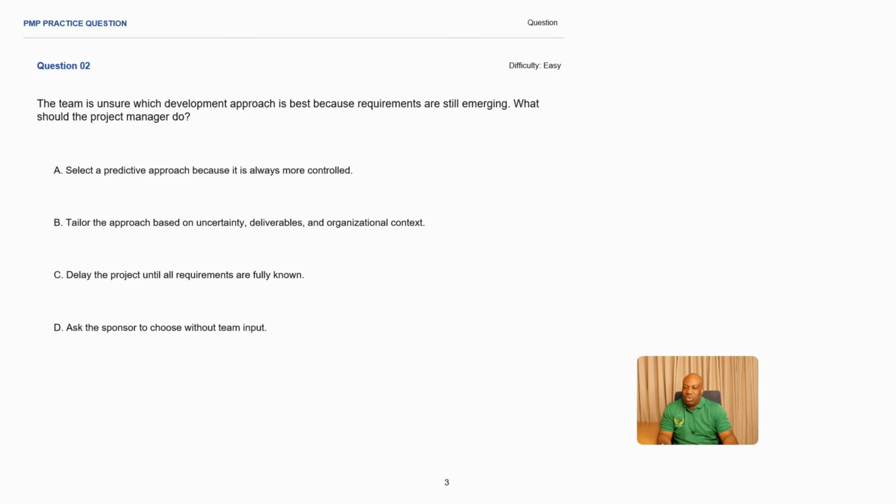Practice question number 2. The team is unsure which development approach is best because requirements are still emerging. What should the project manager do? So what is happening here? The team is unsure which development approach is best because the requirements are still coming in. So they are still receiving requirements.